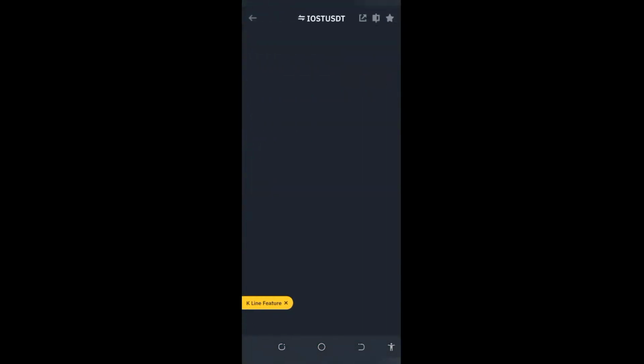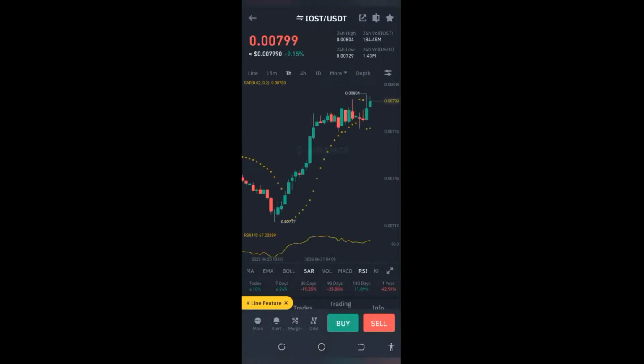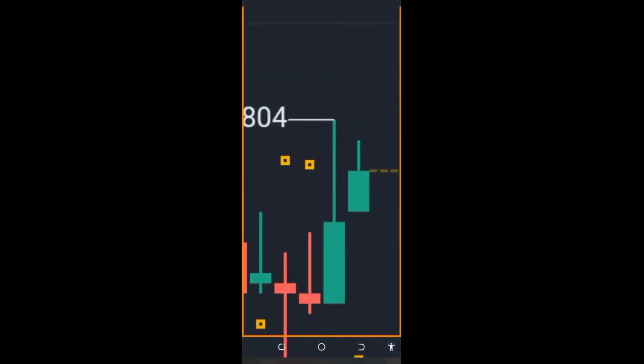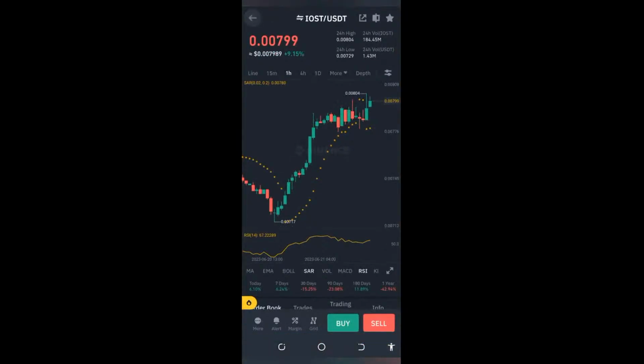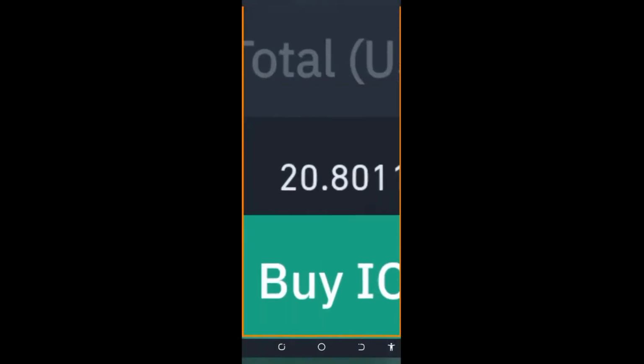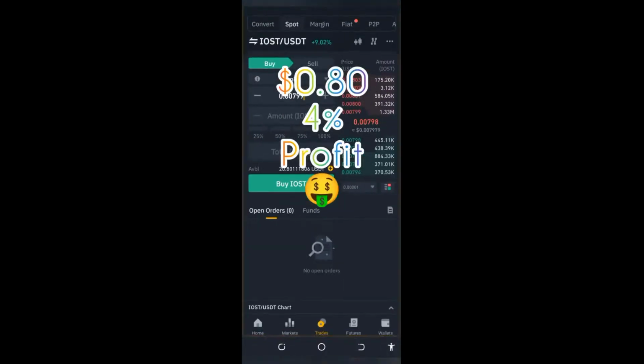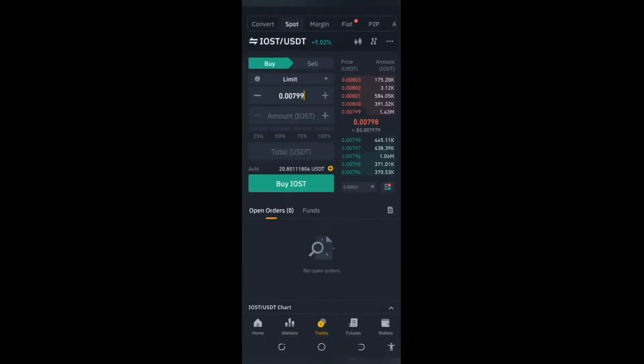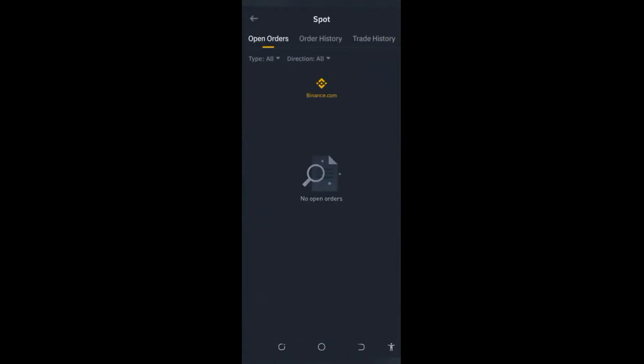Wow, what happened to IOST? It went all the way up. Look at this. Something actually happened. But that actually favored us, because now we've been able to make 80 cents over our $20. Oh my gosh, this is beautiful. Yeah, let's go and check what happened here.